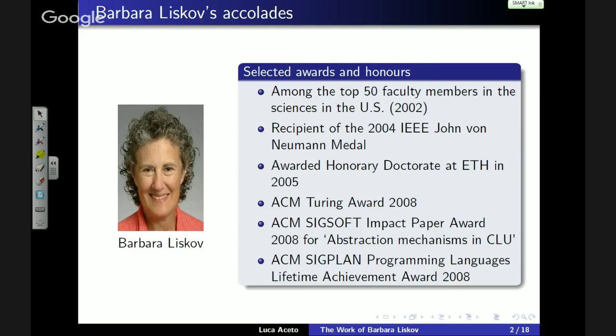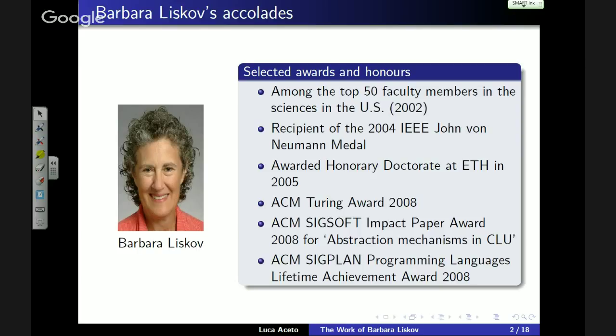So let's start with introducing you to Barbara Liskov. That's the photo that she has on her webpage. She's a young lady of age 76. She will be 76 in November, I believe. But as I will show you at the end, she's still very much active, and she's still doing work and publishing papers. So that's another example to follow. She was named amongst the top 50 faculty members in the sciences in the US in 2002. There were 7 female MIT faculty who were named in that list. She was one of those.